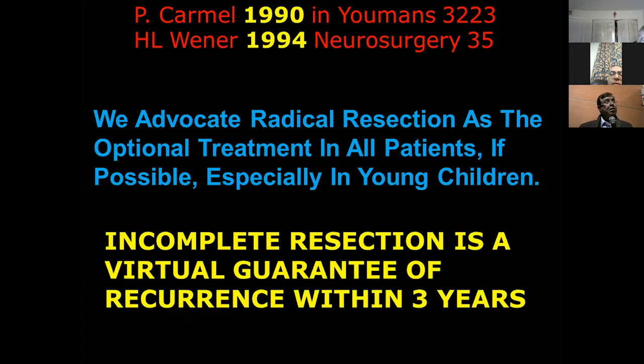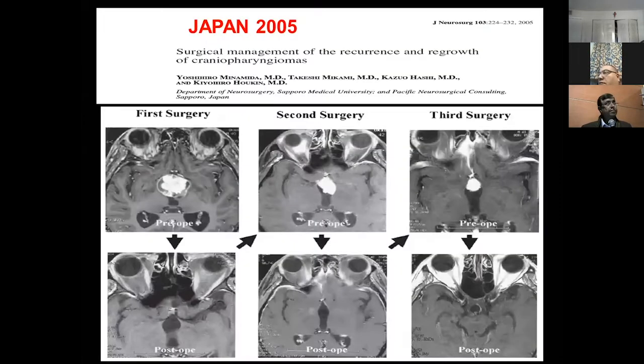1994, this is mentioned in all books. We advocate radical resection as the optimal treatment in all patients, pediatric or adults, especially for children, because you don't want to radiate a child. And listen to this, incomplete resection is a virtual guarantee of recurrence, 100%. Is it only the Western world? No, Japan, 2005, this man from Japan says, I do first surgery, if they recur, I do second surgery, I do third surgery, not radiotherapy. Because you are in a very important structure, which is the hypothalamus and the optic apparatus in a child.